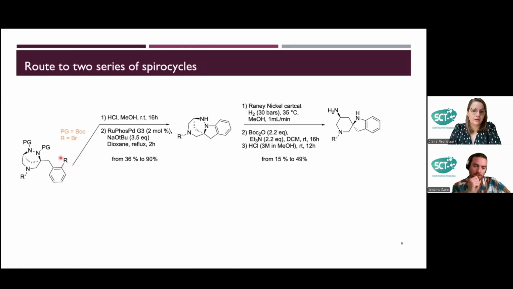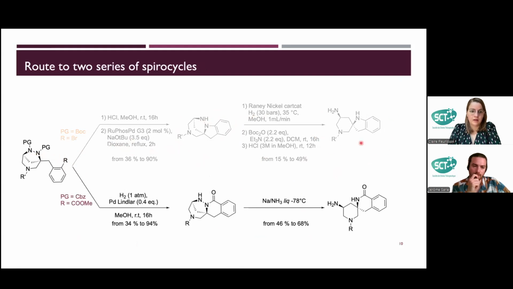If you use a bromine compound, you get this tricycle through a Buchwald-Hartwig reaction, which is pretty rare on a diazo compound. Then we used flow chemistry to actually reduce this bond and yield the first series of spirocycles. The second series of spirocycles uses an ester derivative. So we deprotect the amine, and the amine can then cyclize spontaneously on the ester to yield this tricycle. We then use a Birch-like reaction to actually cleave this bond and yield the second series of spirocycles.